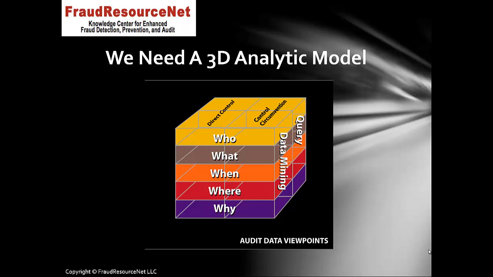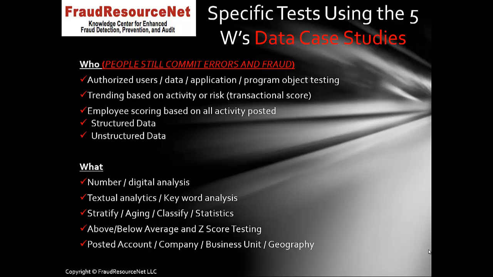Now, this model not only looks at the trends, which is more the data mining, on the right-hand side, the trending and the spiking, but it's also pulling specific queries, like the employee to vendor bank account check. There's a lot of direct control circumvention testing. But I wanted to put it all together in this model so you could see that the testing we're going to do will follow this who, what, when, where, and why, and that will trend and also look for specific reports.